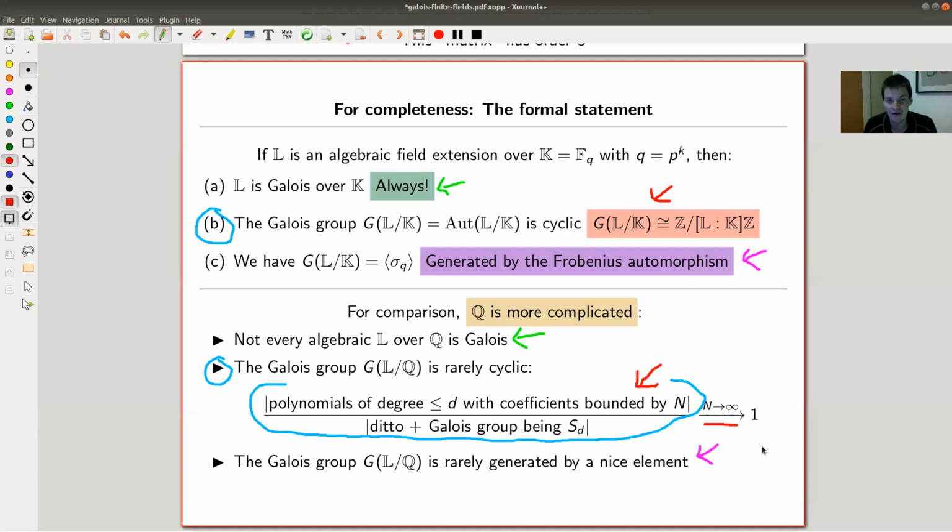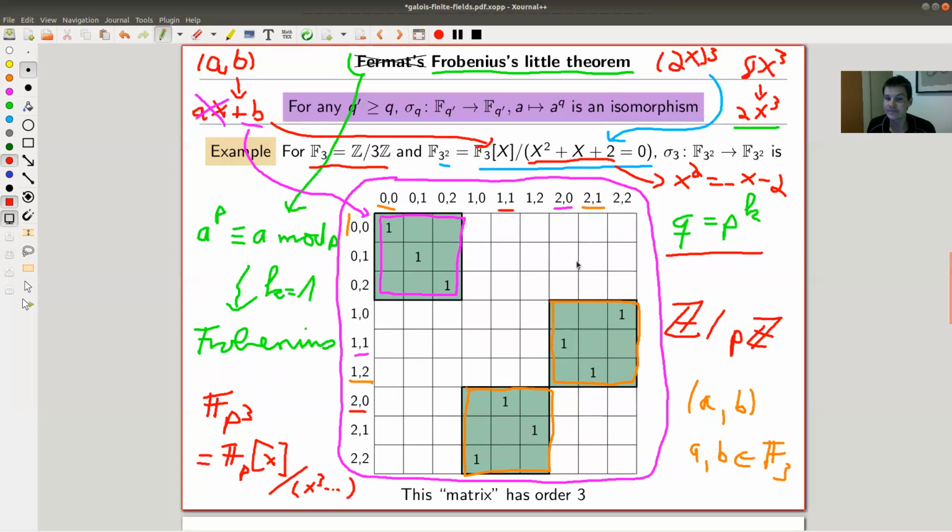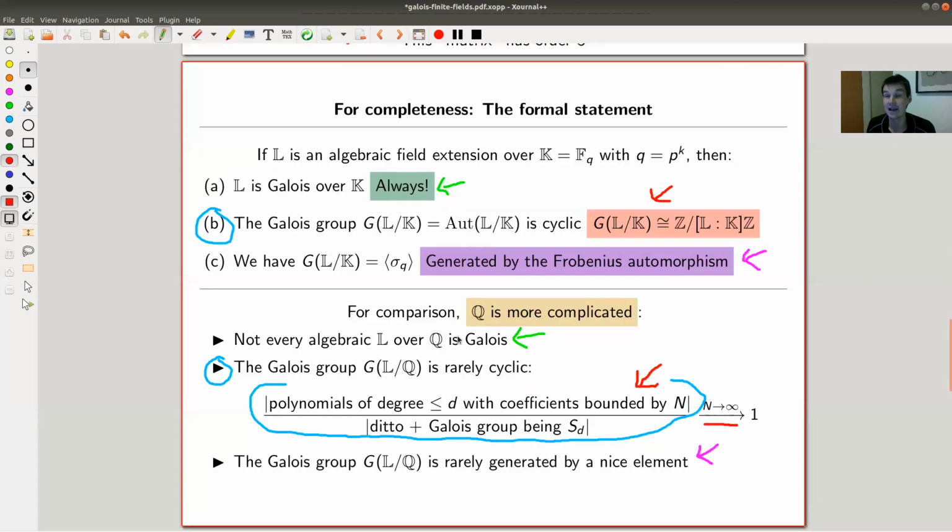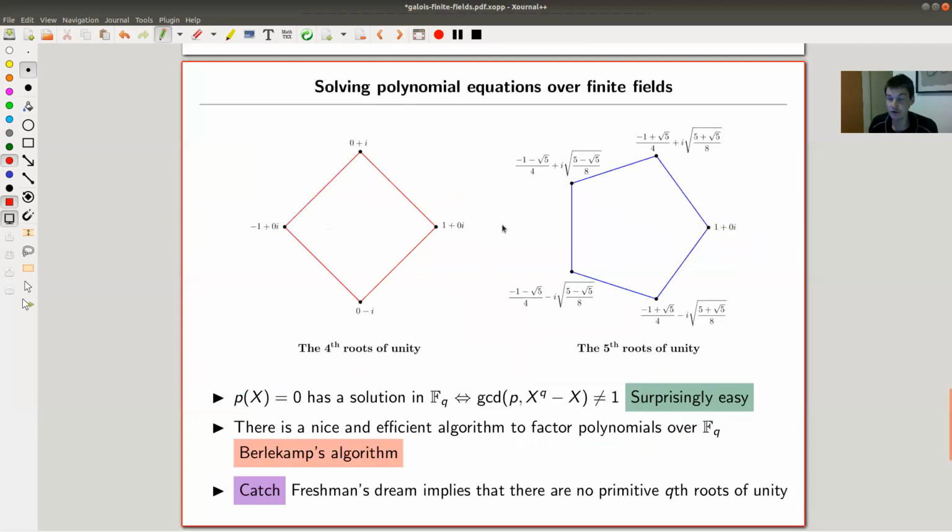which is really, morally speaking, the opposite of what happens for finite fields, where you get a cyclic group, which is as easy as it gets. So that's why I think finite fields are much easier than Q. So they're breakfast for a computer, their Galois group is as trivial as it gets. And that's pretty nice. And it turns out that solving polynomial equations over finite fields is also not so hard, up to a slight catch.